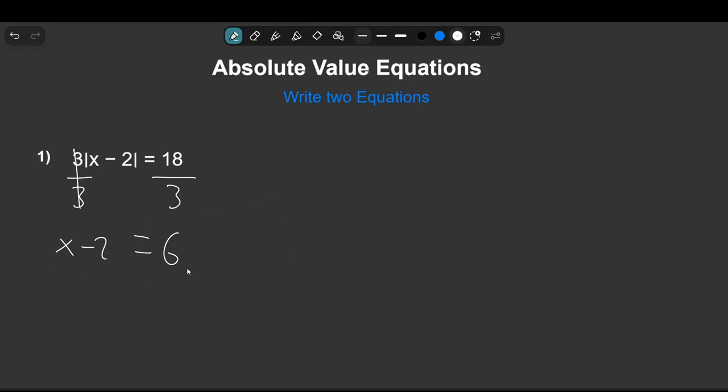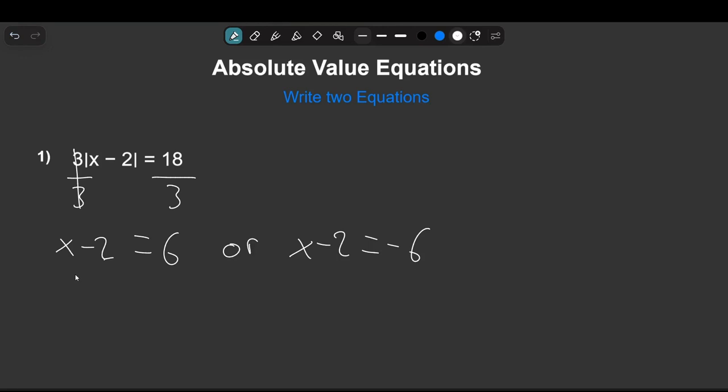Now, we have x minus 2 equals 6, but as you guys know, the absolute value is the distance of a number from 0. So we can have a positive and a negative value because they are both the same number of units away from 0. So we can have x minus 2 equals 6, or we can have x minus 2 equals minus 6. So let's solve these both and get to our final answer pretty easily.